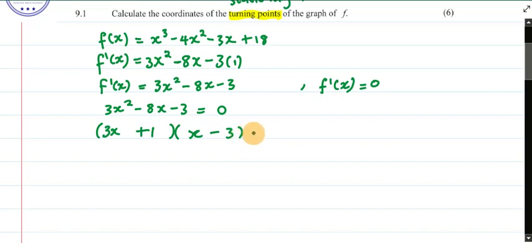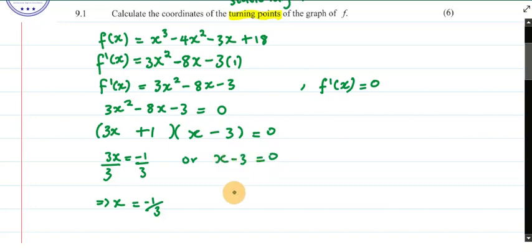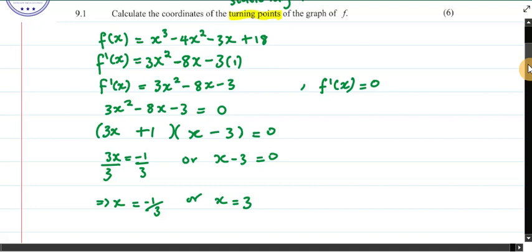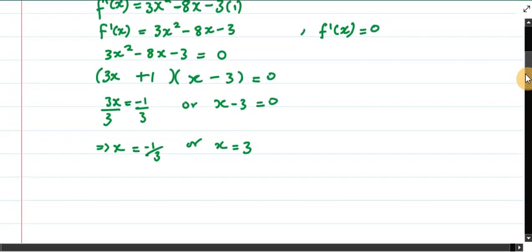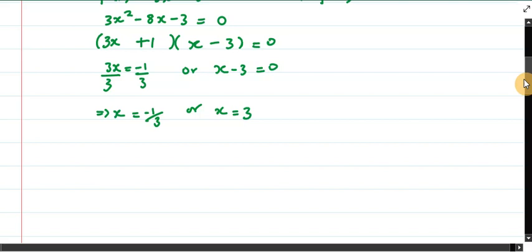So to equate this to 0, so that means 3x can be equated to -1. We divide both sides by 3. Therefore, your x is equal to -1/3, or x minus 3 equal to 0, of which x is equal to 3. So in this stationary point, we have two x coordinates. The first one is -1/3 and the other one is 3.